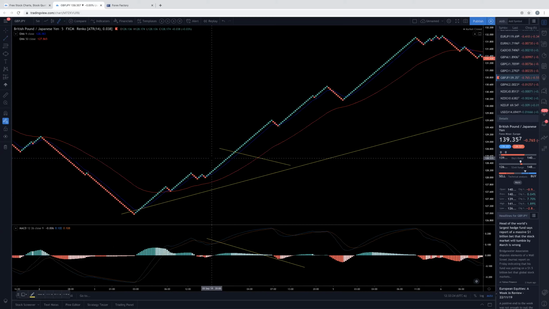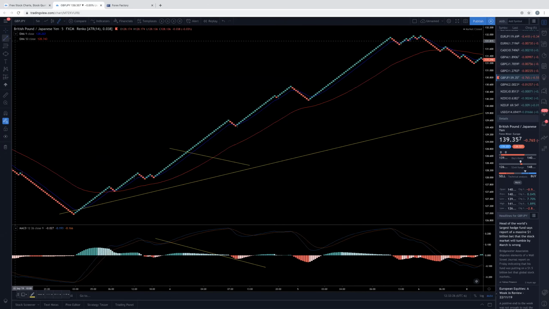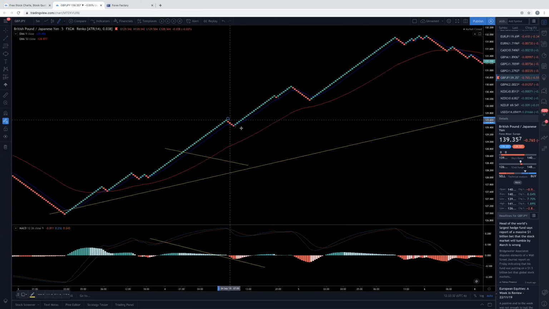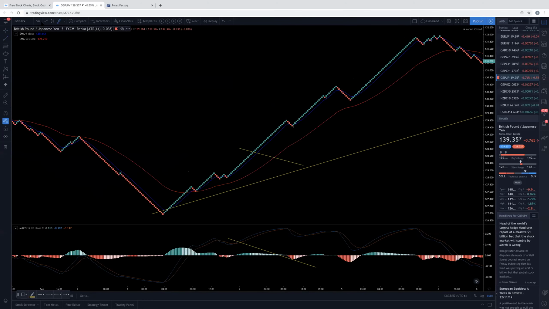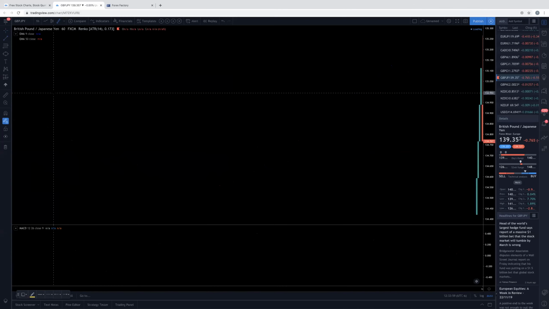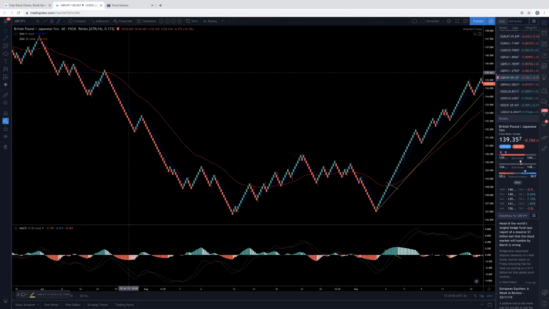Now the question is, how do I know, looking at Renkos, when my correction is over? That is a great question. We can all agree this is a flag, right? Now all you do is look at this flag. You see how your red bricks went underneath your 9 EMA right here? So that's letting me know price is heading down. It's still in an overall buy, because why? Well, number one, it's above my 1 hour 50 EMA.